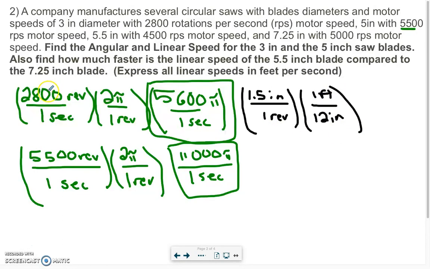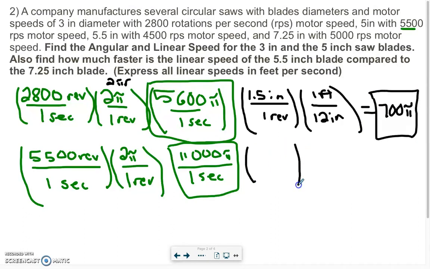Normally, when I just say find the linear speed, you take the revolutions per second and multiply it by 2 pi r. But since I wanted angular speed, we take the angular speed and multiply it by the radius, what 1 revolution would be. Then you get your final answer: 5,600 times 1.5 divided by 12, and you get 700 pi. This is your linear speed for the 3-inch.